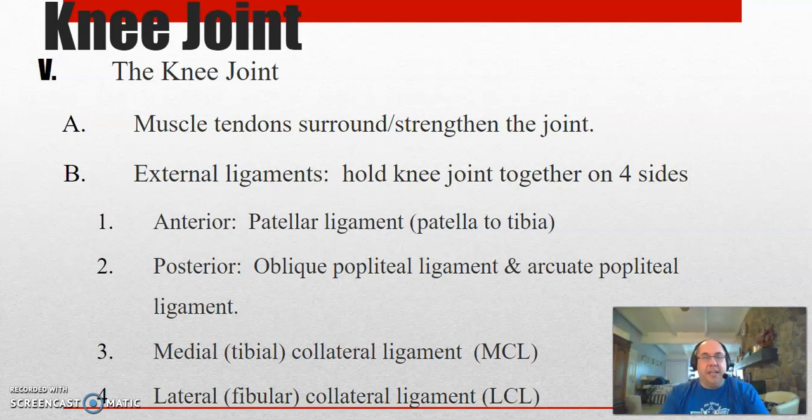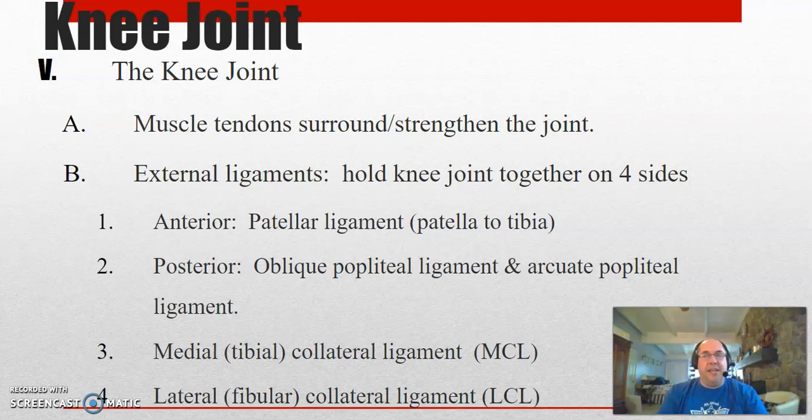So when you look at the knee, there are interesting things to know. If you feel around your knee, and you can try this right now, there are a lot of muscles. You have quads, you have hamstrings, you have your calf muscles, and they all kind of come together right around your knee. And all those muscles help to tighten and strengthen up the joint.